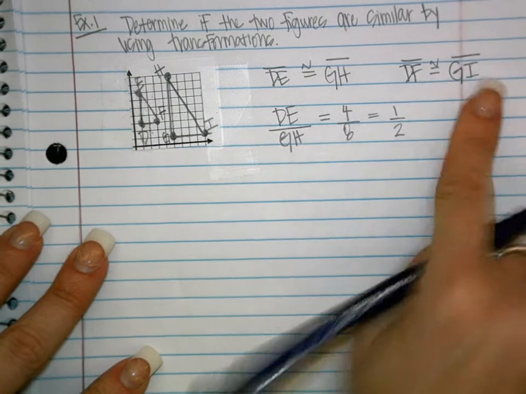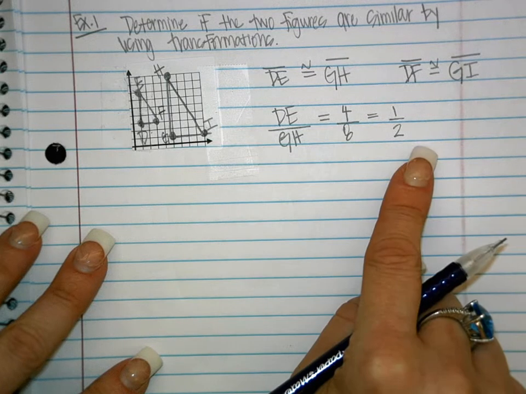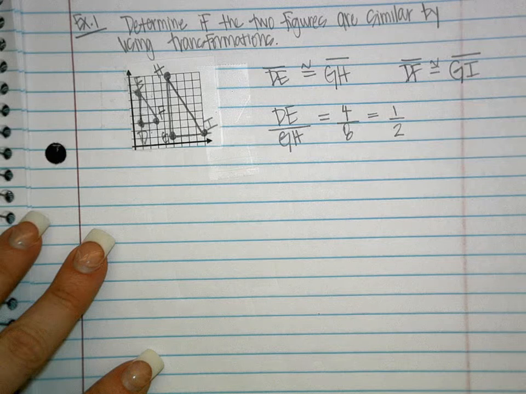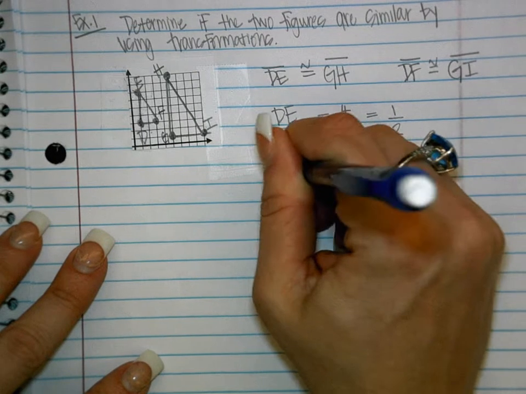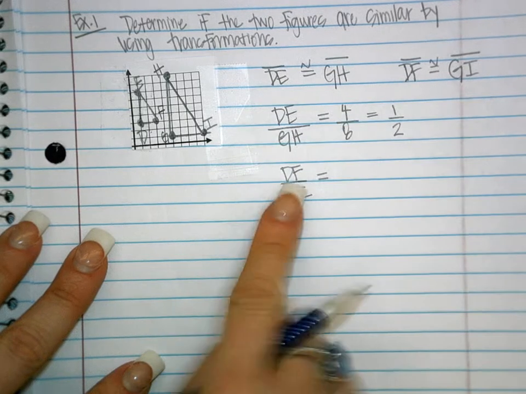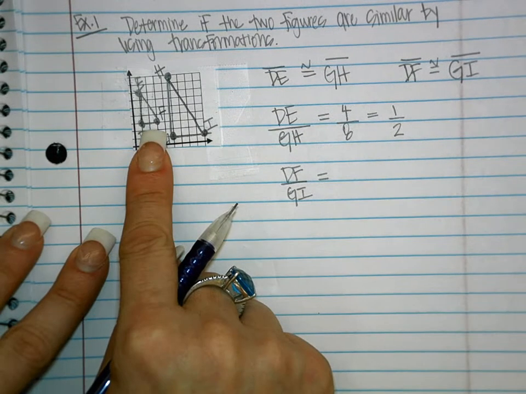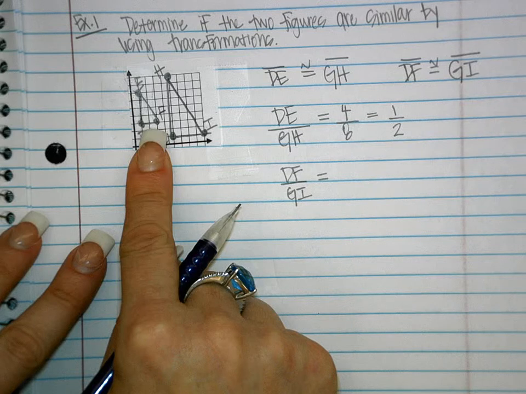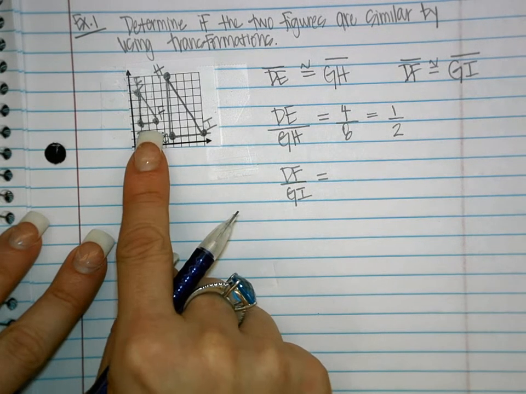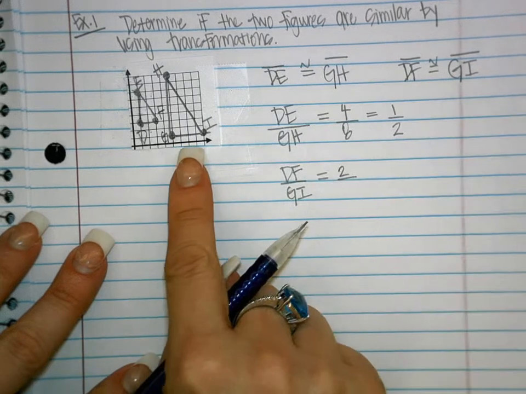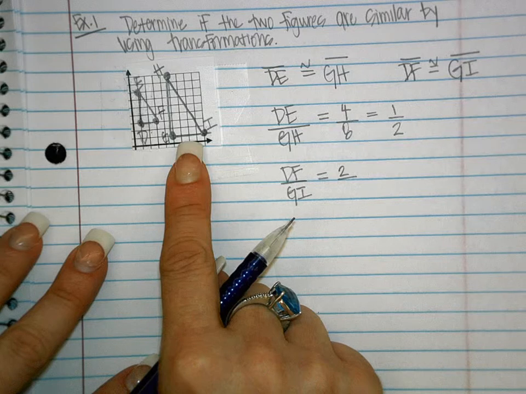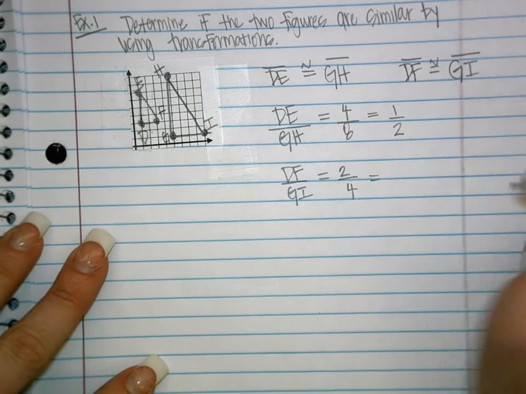Now we're going to set up the exact same ratio, and we want to see if they're the same. So we're going to do the little one over the big one. Okay, you could do it either way around, doesn't really matter. So DF over GI. How long is DF? Go ahead. How long is DF? 2. Over, how long is GI? 4. Does that reduce to the exact same thing?